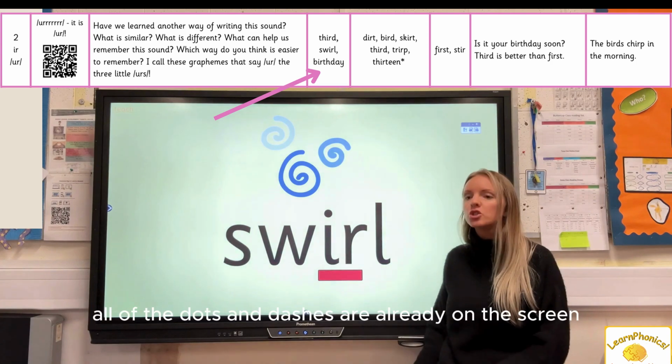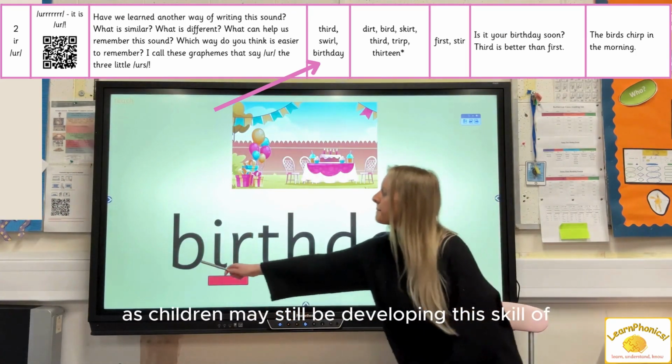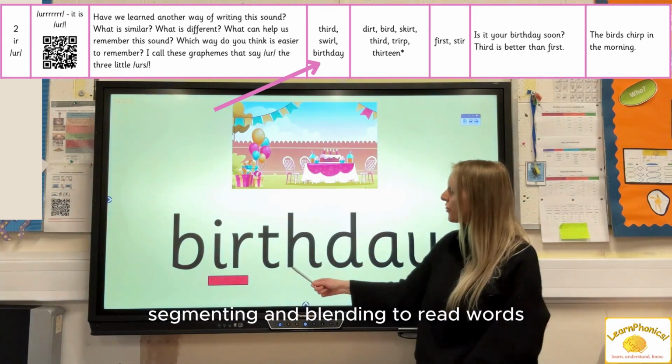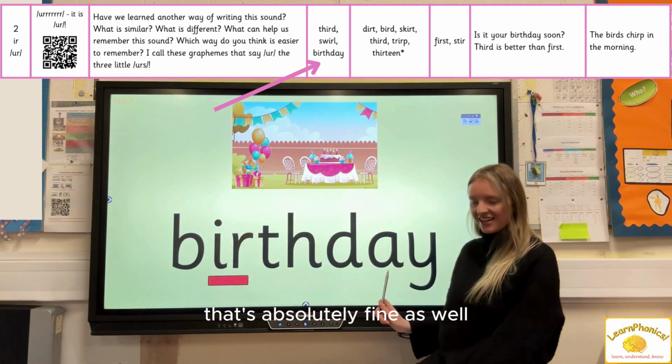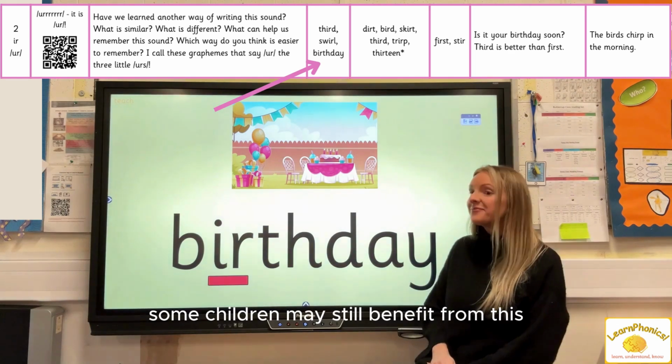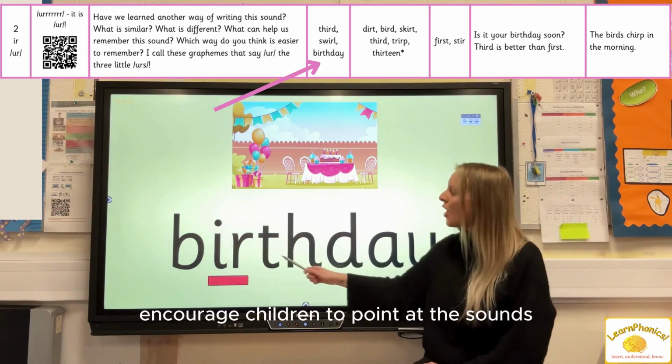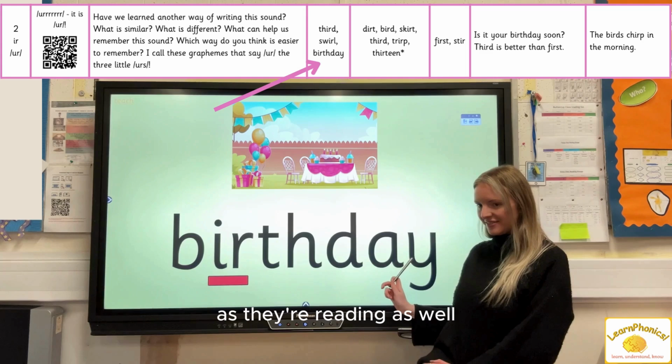In Phase 3, all of the dots and dashes are already on the screen, as children may still be developing this skill of segmenting and blending to read words. If you want to draw the dots and dashes as you read, that's absolutely fine as well. Some children may still benefit from this. It's also a good idea to encourage children to point at the sounds as they're reading as well.